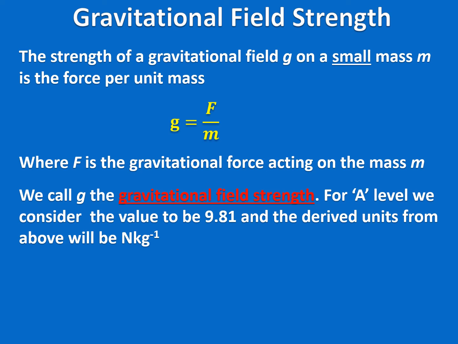So as I said in the previous slide, we can have g as newtons per kilogram, or we can define it in terms of an acceleration, and we'll look at that on the next slide. So we can consider an object in free fall, falling freely under its weight, which is a force due to gravity. Doing it this way, we can define the gravitational field strength in terms of an acceleration.